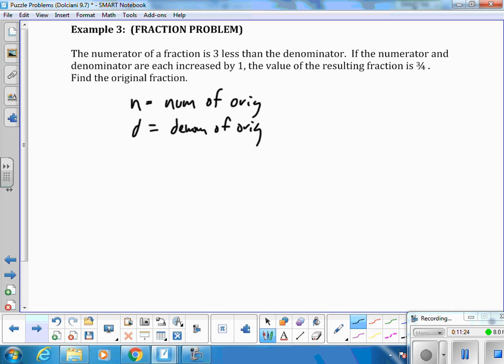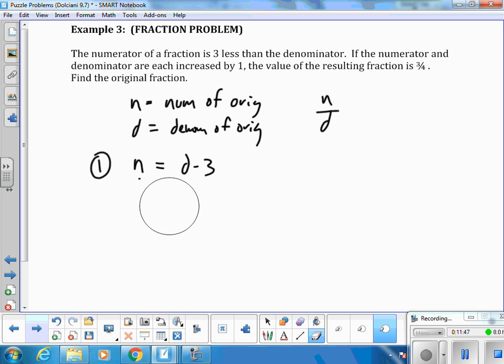Find the original fraction. Okay, so we know that our fraction is going to look like this. That's our original fraction. So let's start off here. So the numerator of the fraction is 3 less than the denominator. So whatever my denominator is, it's going to be 3 less. So my numerator is 3 less than my denominator. Okay, that's my first equation. Let's look at the second equation.